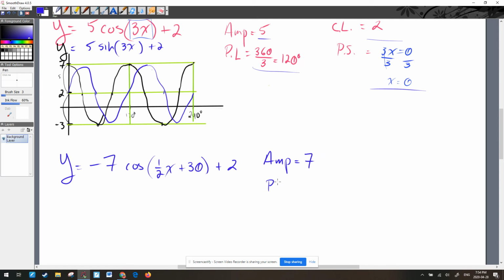We're going to think about period length. Period length is always 360 divided by the number in front of the x, the b value. So I'm going to do 360 divided by half. Break out your calculator if you need to.